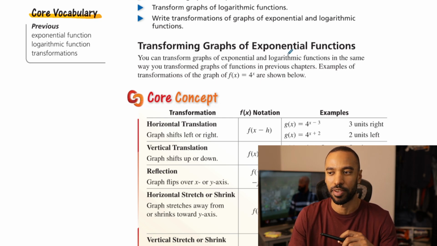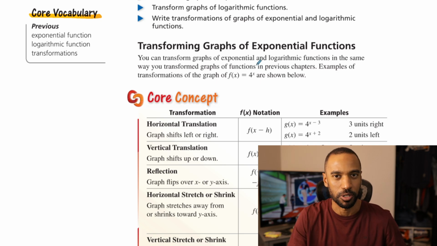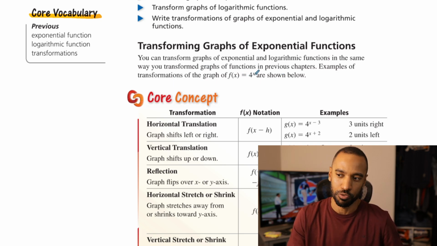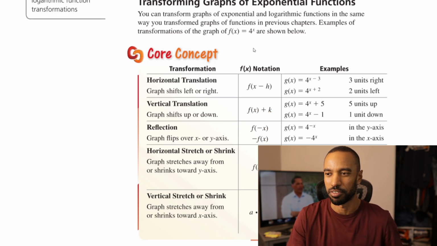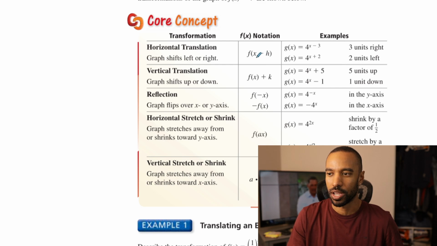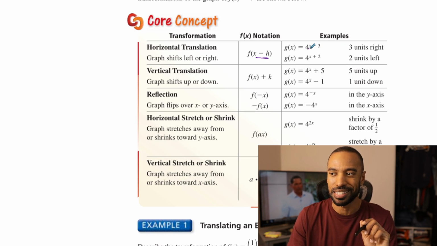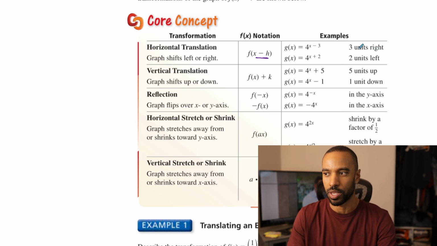You can transform graphs of exponential and logarithmic functions in the same way you transformed graphs of functions in previous chapters. No change. Examples of transformations of the graph of f of x equals 4 to the x power are shown. Interesting. Normally they'd say 2 to the x as the parent function, but that's okay. Horizontal translations are x minus h's. They're things inside of the function itself. Now, your function is an exponential one. That means it's inside the exponent. So with this x minus 3 up there, we translate 3 units to the right.